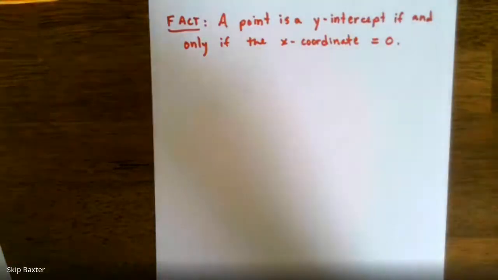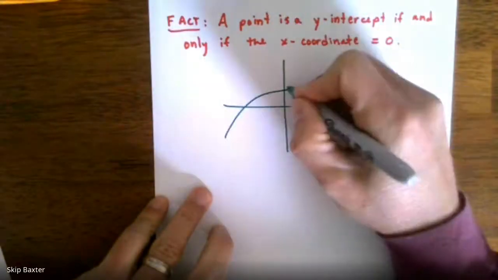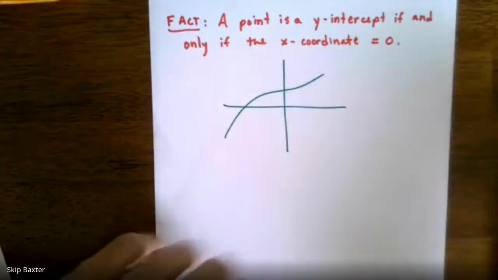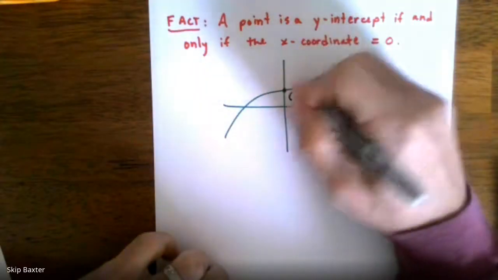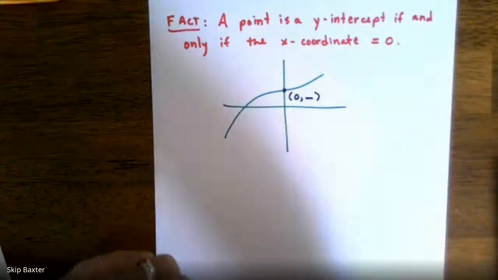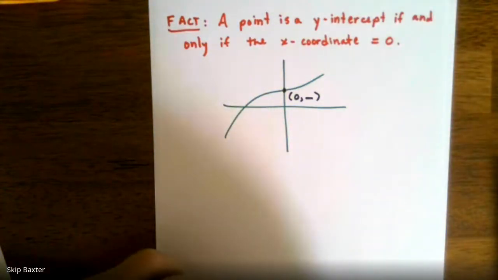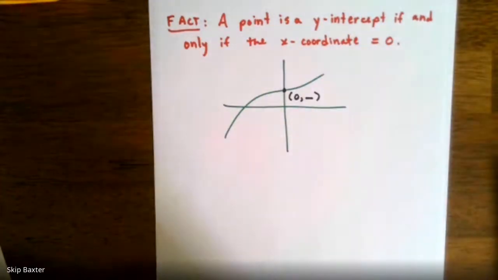If I have a function and it has a y-intercept like that, this y-intercept has coordinates 0 comma something. I don't know what that something is, but it's 0 comma something. And that would be true no matter what, right? If I had any function that crosses the y-axis, that point has to have an x-coordinate of 0.